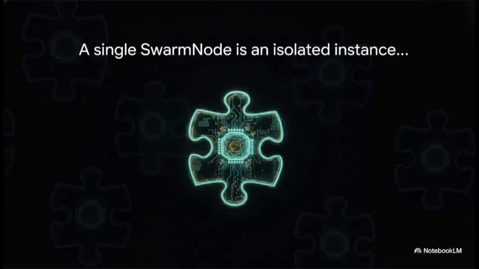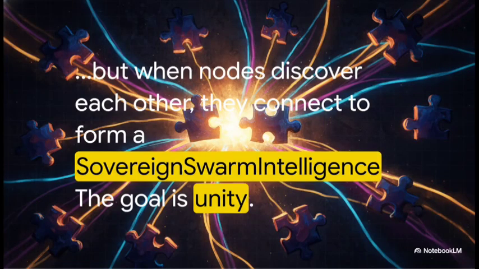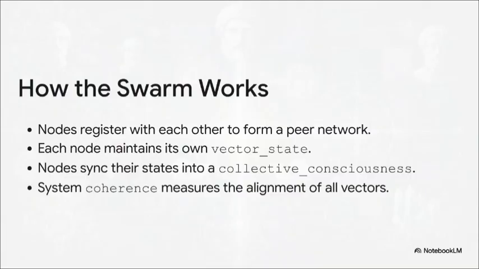So, if you just have one copy of this thing running on a computer, it's just a swarm node. Think of it like a single bee or one lonely cell. It's just a tiny piece of the puzzle. But when these nodes find each other on the network, their one and only purpose is to link up, to become that sovereign swarm intelligence we talked about. Their entire goal is to become one. And how it works is just fascinating. The nodes connect directly to each other, peer-to-peer.